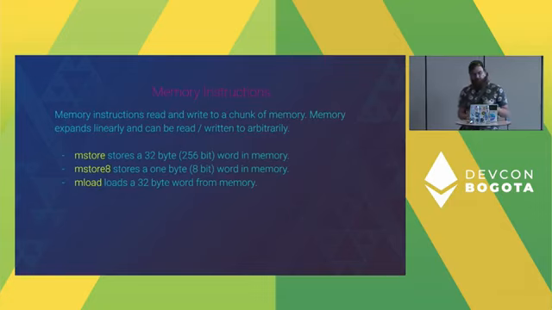So mstore will store a 32-byte or 256-bit word to memory. Everything in the EVM operates on these 32-byte words. So we can store a full 32-byte word. We can actually also store a single byte or 8-bit word to memory. And we can also mload. What this does is load a 32-byte word from memory given some index in that memory.